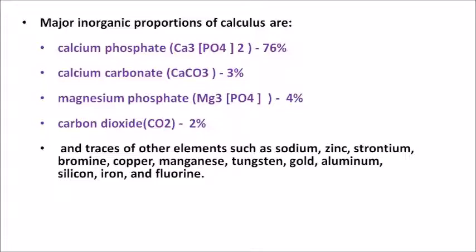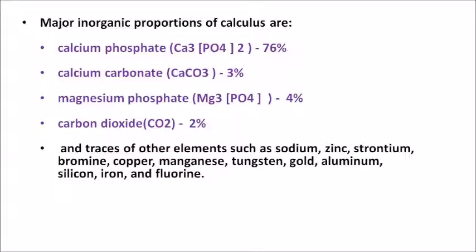What mineral is present in our tooth and our bone? The same calcium phosphate accounts for 76%. And remembering the others is easy. Calcium carbonate, CaCO3, ends with a 3, so it has 3%. Magnesium phosphate, Mg3(PO4)2, is 4%. And carbon dioxide, CO2, constitutes 2%.